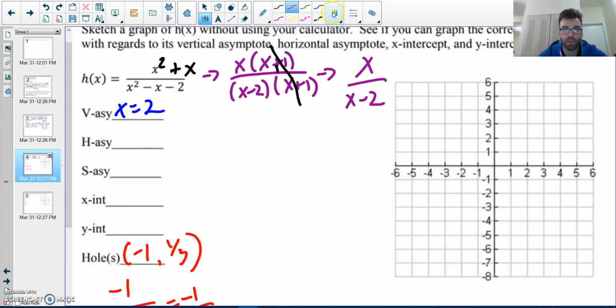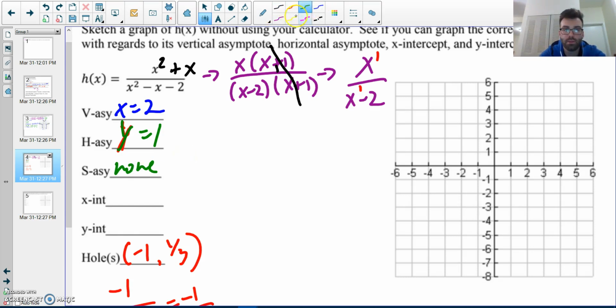Okay. Horizontal asymptote, look at the simplified version. Our degrees are the same. All right, so my horizontal asymptote is y equals 1. If I have a horizontal, then there isn't going to be a slant.